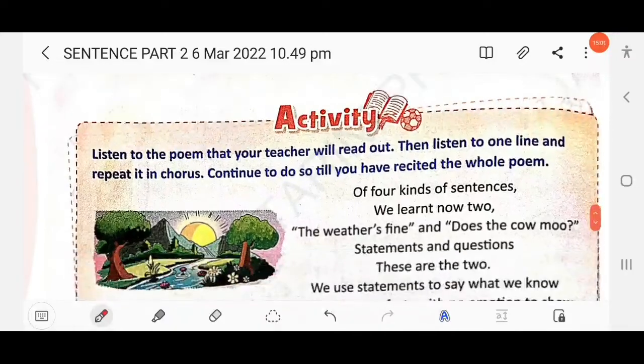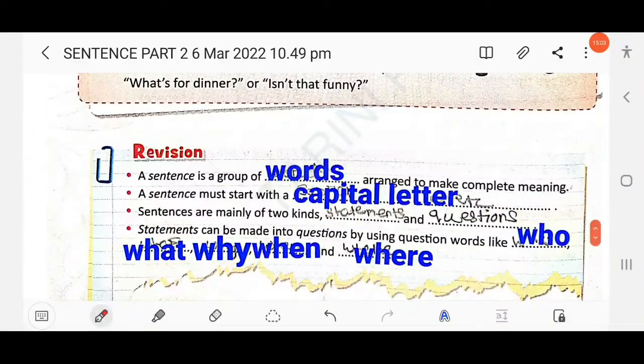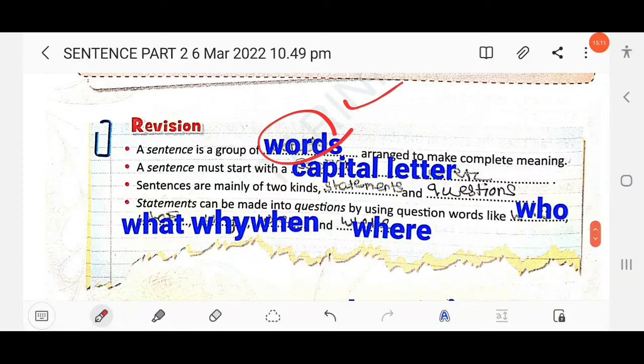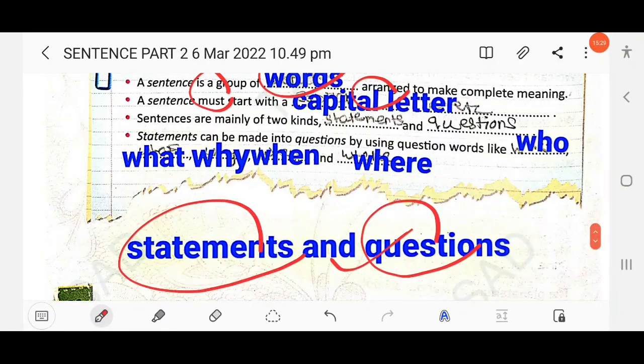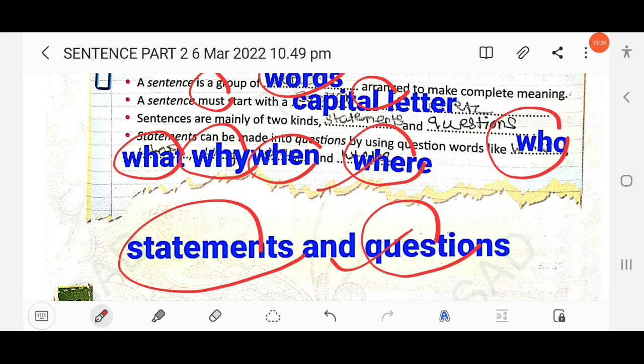Then next: a sentence is a group of words arranged to make complete meaning. Then next: a sentence must start with a capital letter. Whether it is a question, exclamation or statement, each sentence must start with a capital letter. The next: sentences are mainly of two kinds, statements and questions. The next: statements can be made into questions by using the words yes, who, what, why, when and where. Clear?